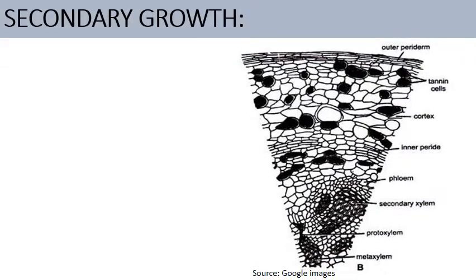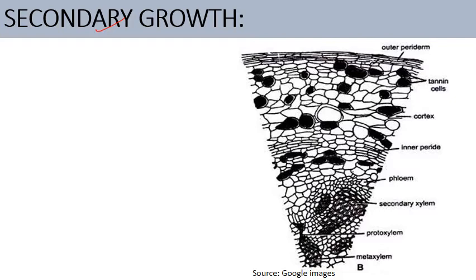Next comes secondary growth. Secondary growth is simply the growth in girth. The increase in diameter is known as secondary growth. It occurs with the formation of cambium. Two types of cambium are formed during secondary growth. One is interfascicular cambium, meaning a strip of cambium forms between two vascular bundles, and the vascular bundles here are open type. It means cambium is present between the vascular bundles as well, so that will form a complete ring of cambium.